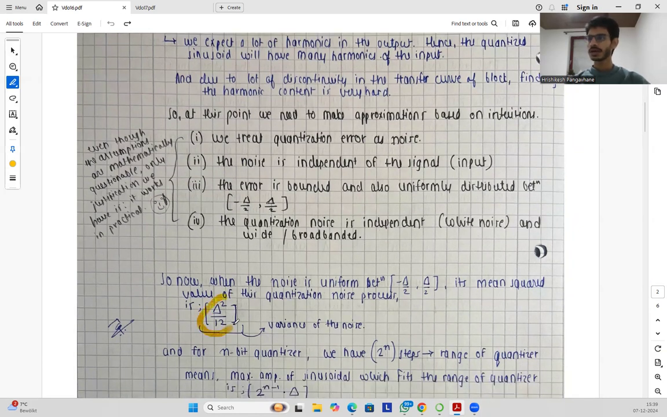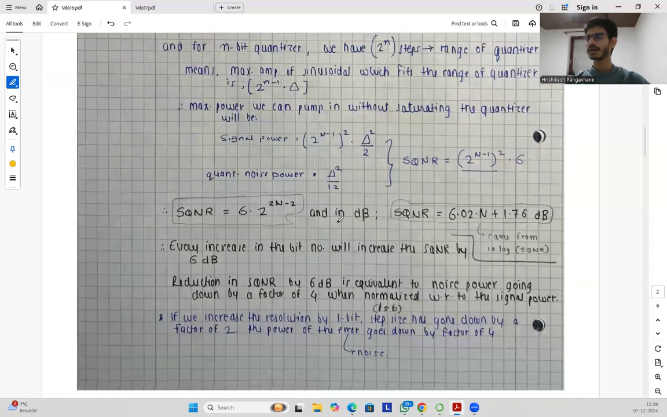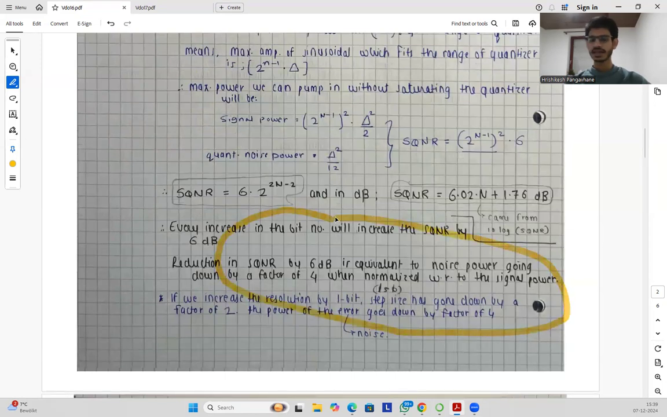So we saw the spectrum or the power of the noise, or the root mean square, or the variance of the noise, which is delta square by 12. These are some factors you need to keep in your mind. Then we had a few statements. So I would like to emphasize those statements.